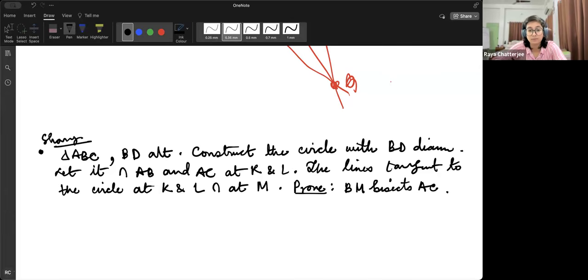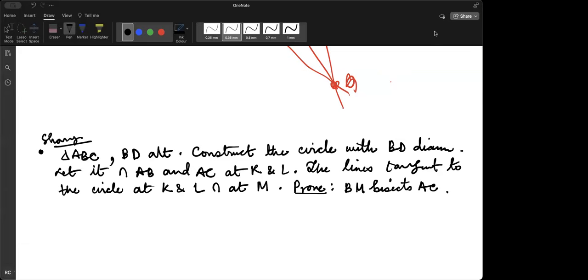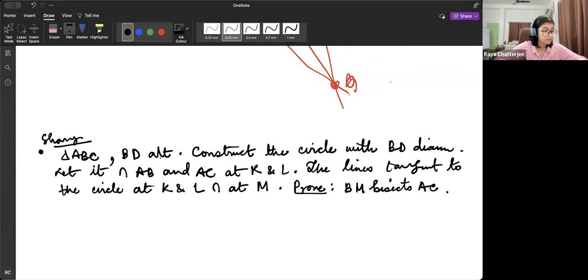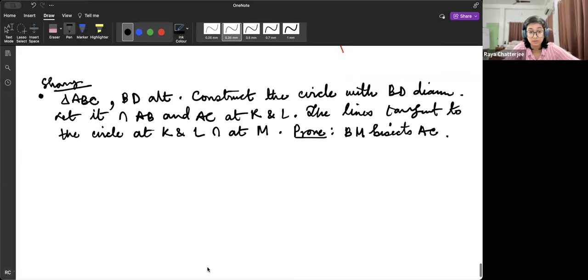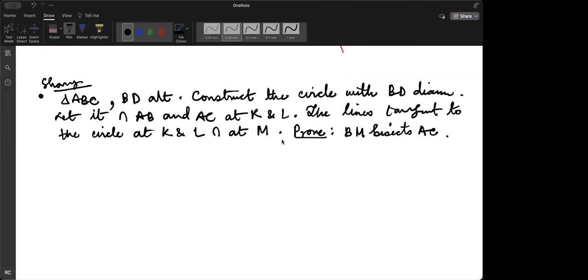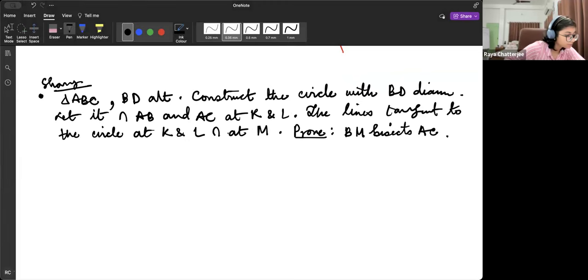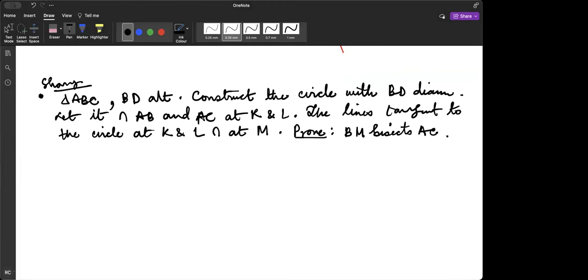To the people who have not solved the problem, try to do the problem. Are you sure it intersects AC? Because I think AC will be tangent, no? Sorry, what? BM is going to bisect AC. Yes, AC is going to be tangent to the circle, but in the problem statement, the circle with diameter BD intersects AC at L. Oh, I think it should be BC, BC, yeah.